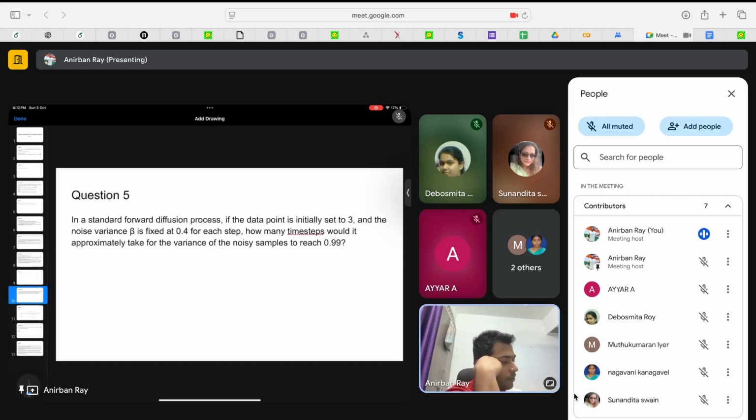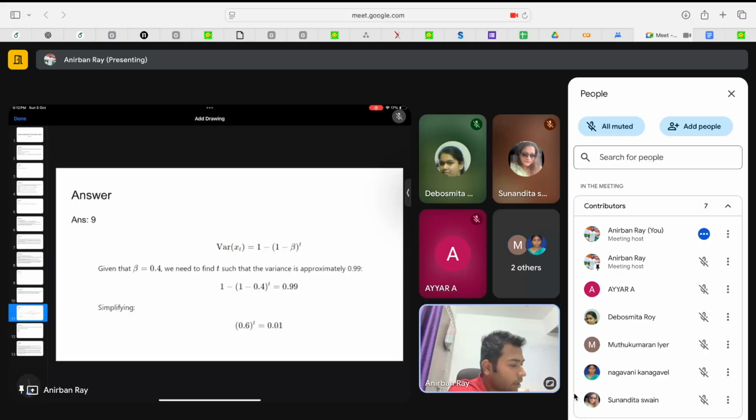So this is the calculation they have shown. They need the calculation here, so that beta and how the forward process happens. The calculation is here. So the variance is calculated like this. Okay, so you solve it and you get t.